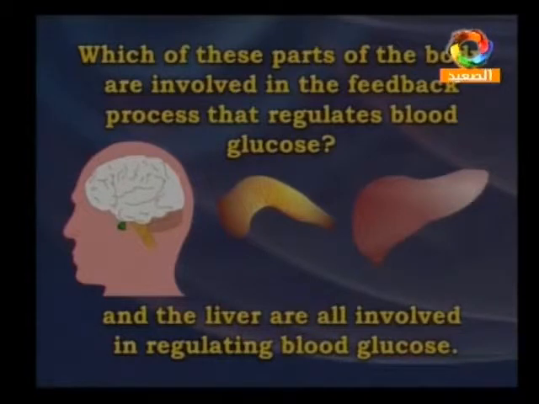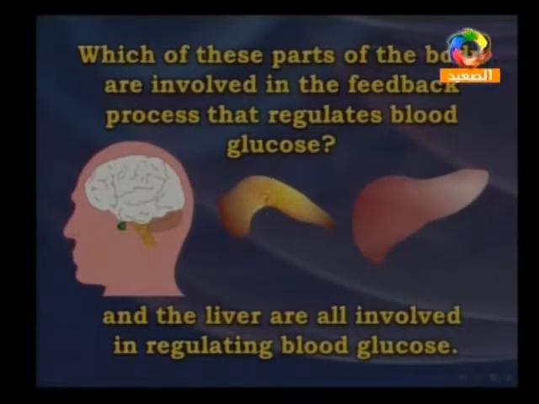After that, we ask: which of these parts of the body are involved in the feedback process that regulates the blood glucose? Here we have glucose. Glucose is a type of sugar found in our body, and we need it to carry out activities. This glucose is very important to our life, and the pituitary gland, the pancreas and the liver are all involved in regulating the blood glucose. What's meant by this? We have here the pituitary gland, which is found below the two hemispheres.